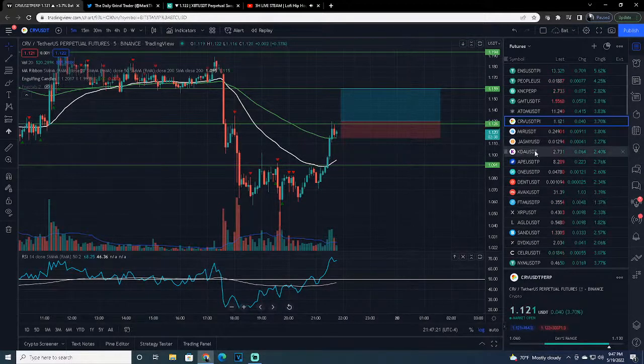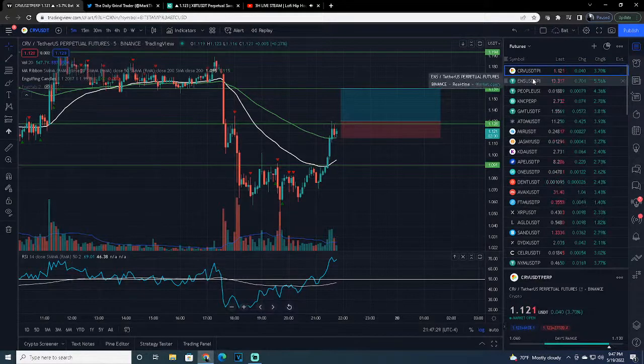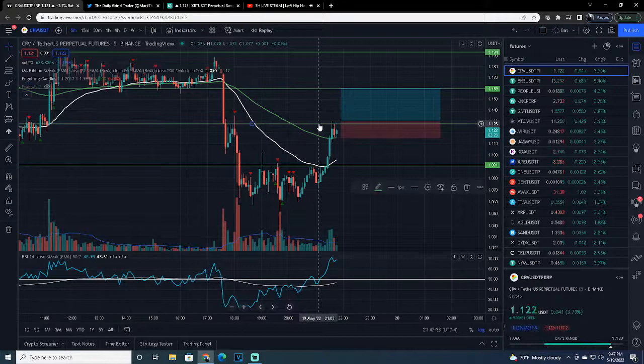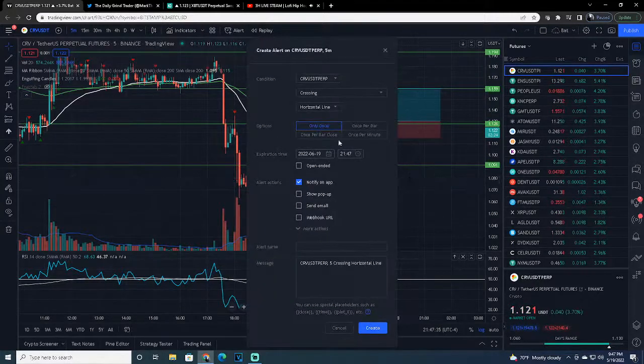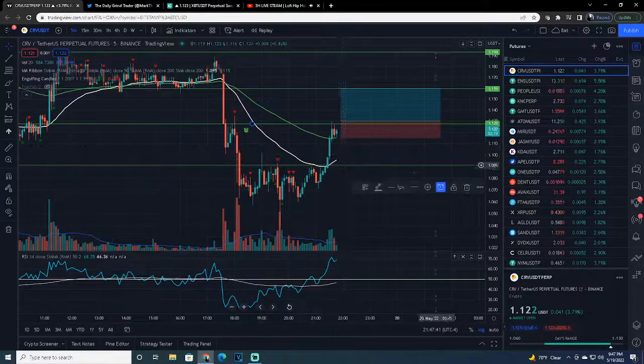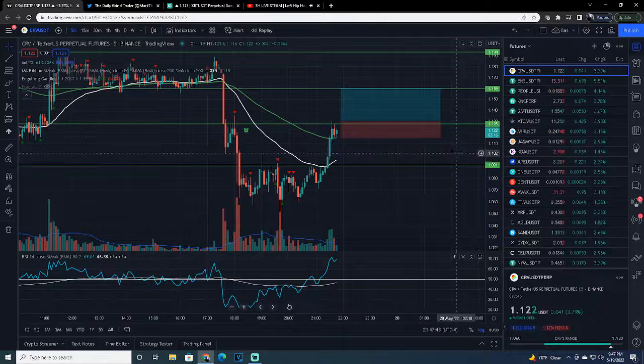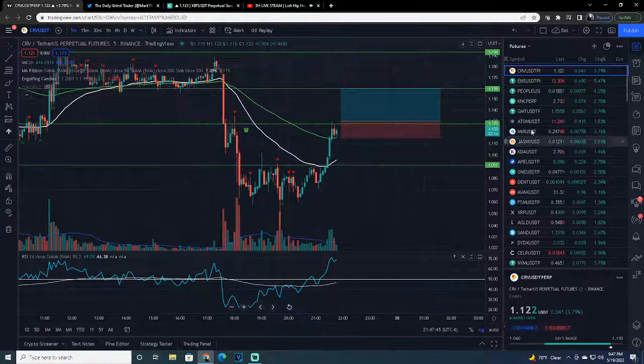Let's go. Okay, CRV is doing its thing. I'm going to move this up to the very top. I'm going to put an alarm on the support resistance so I can look at some other things. Once per bar crossing, create. So now I've got an alarm triggered for that. So if we do get that breakout, I can come back to it.